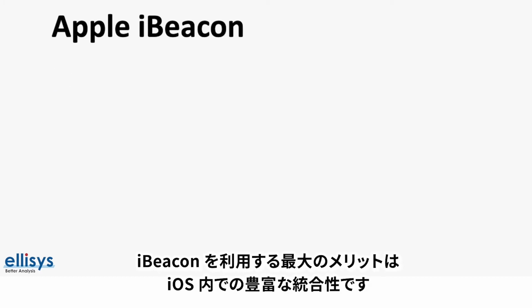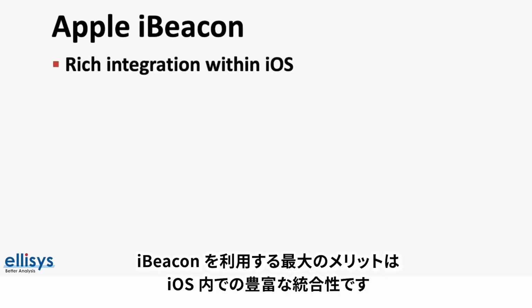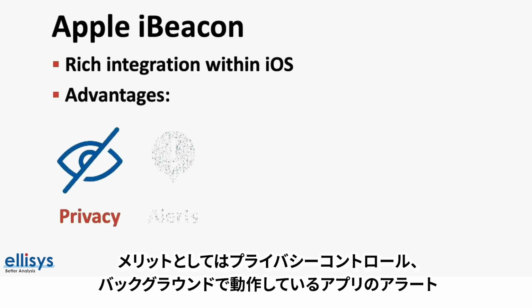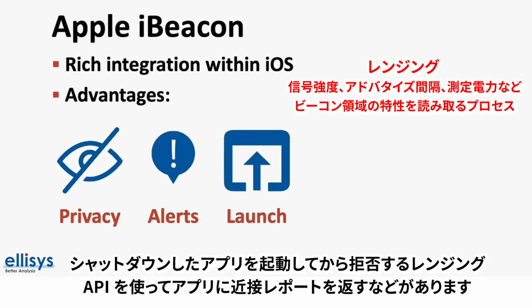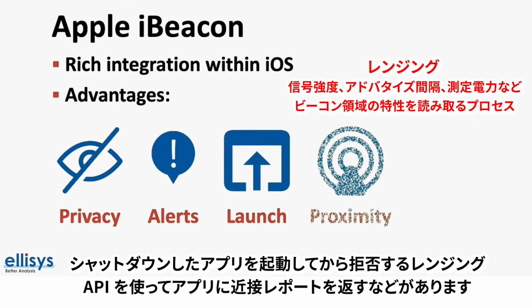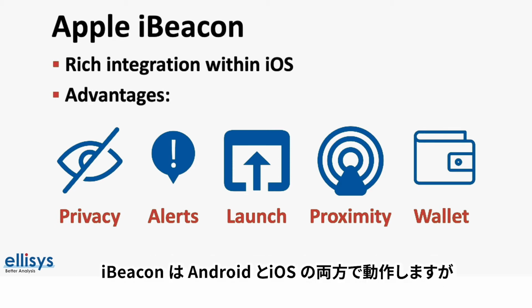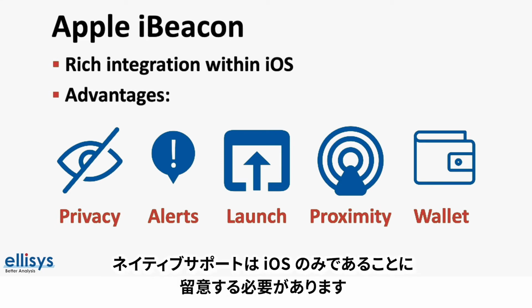The biggest advantage to using iBeacon is the rich integration within iOS. Some advantages include privacy controls, alerts for apps that are running in the background, launching an app that has been shut down, and then regioning and proximity reporting back to the app using the ranging API, and finally displaying specific passes within the Wallet app in iOS based on proximity to specific beacons. It's important to note that iBeacon works with both Android and iOS, but native support is exclusive to iOS.